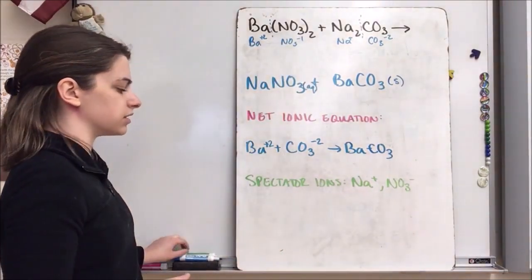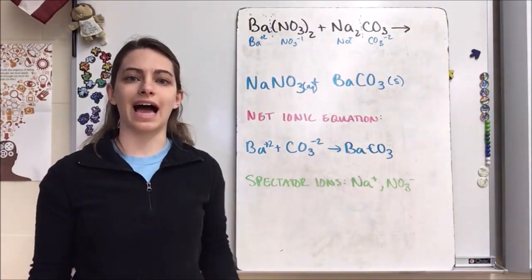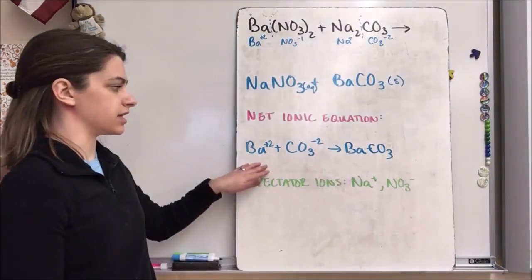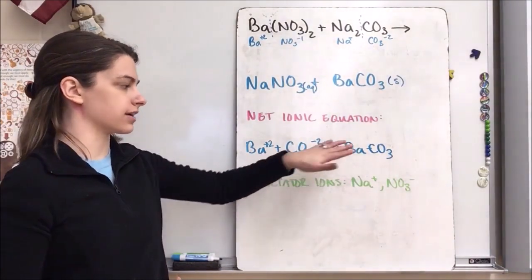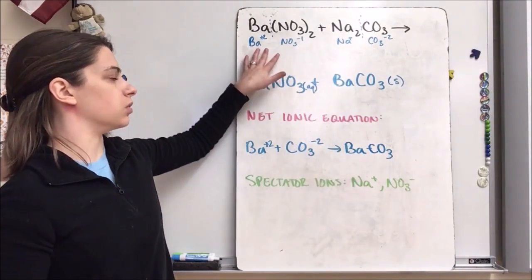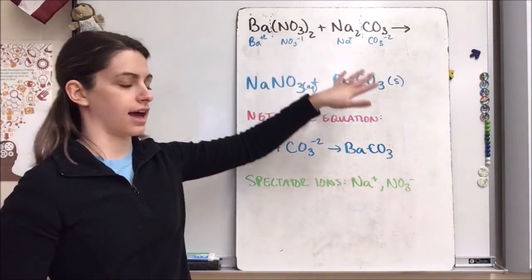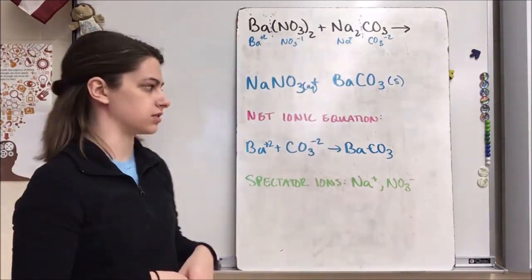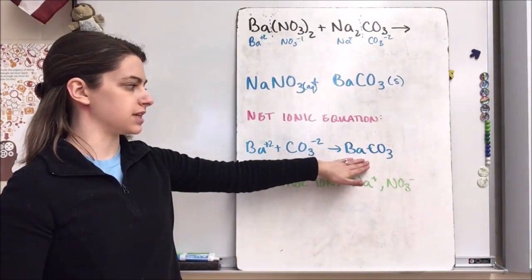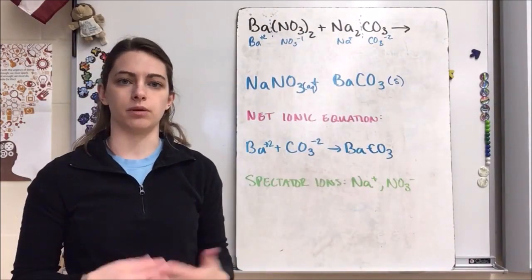So the whole purpose of this is to use and apply those solubility rules to predict what we would actually see. So if we were actually doing this reaction, we would dissolve these two together, put them in the same beaker, the same test tube. And what we would see is a precipitate or a solid form, and that solid would be barium carbonate.